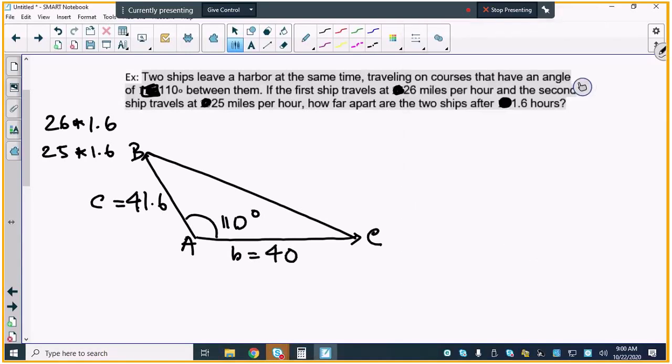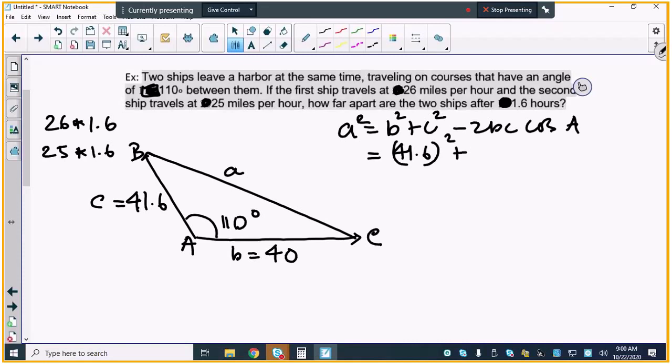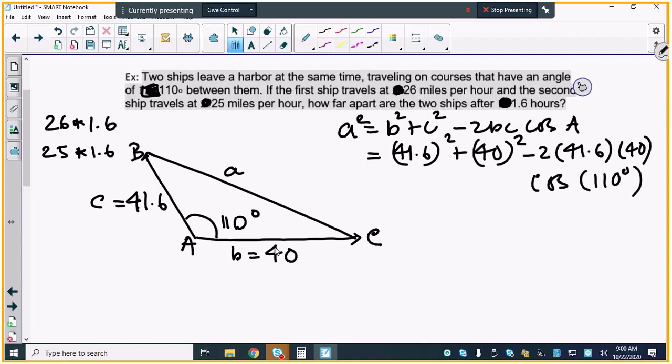And remember, I want to find the distance between them, so I want to find out the side A, whereas I know that the angle A is 110 degrees. The same situation, side angle side, so cosine rule. So you say A squared is equal to B squared plus C squared minus 2BC times cosine of A. So put in the values, I get 41.6 to the power 2 plus 40 to the power 2 minus 2 times 41.6 times 40 times cosine of 110 degrees. Rest of the work we do in the calculator.